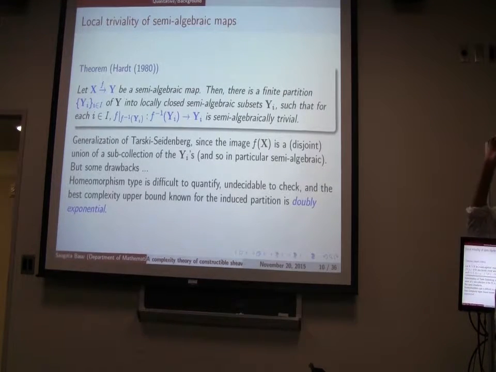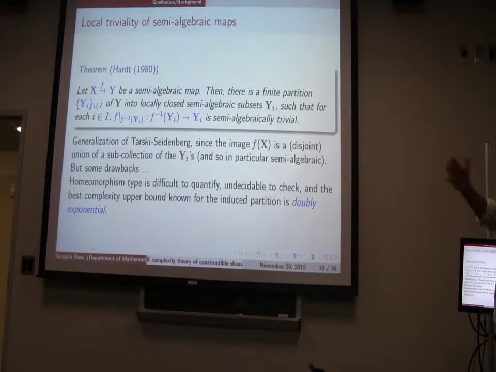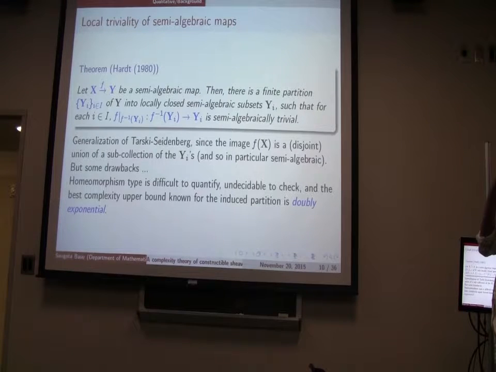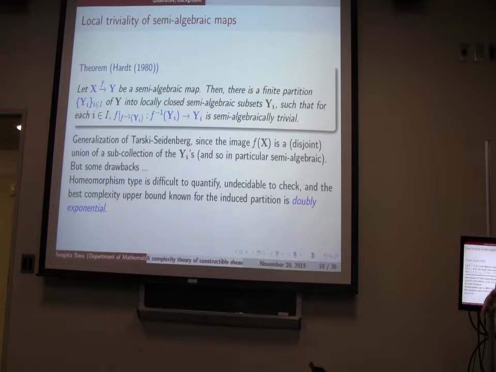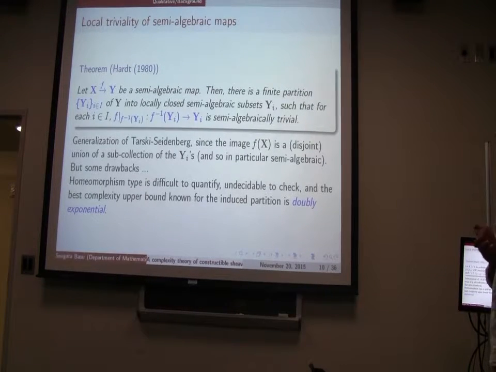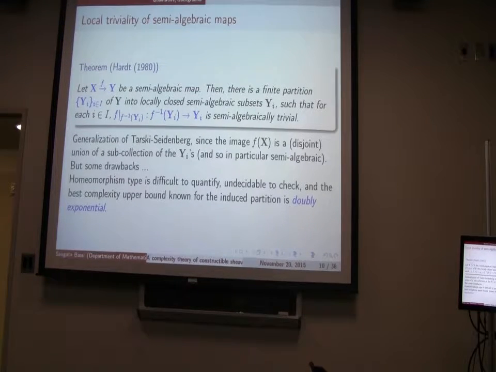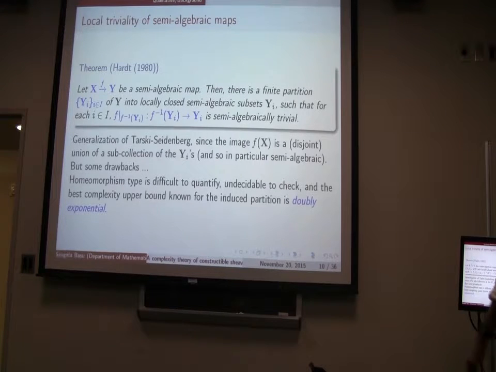So if you have a semi-algebraic map from R^n to R^n, then this induced partition, the best that we know, can be defined by polynomials whose number and degrees can only be bounded doubly exponentially in the number of variables. Okay, but there is reason to believe that this bound should be singly exponential, but we do not know how to prove this.